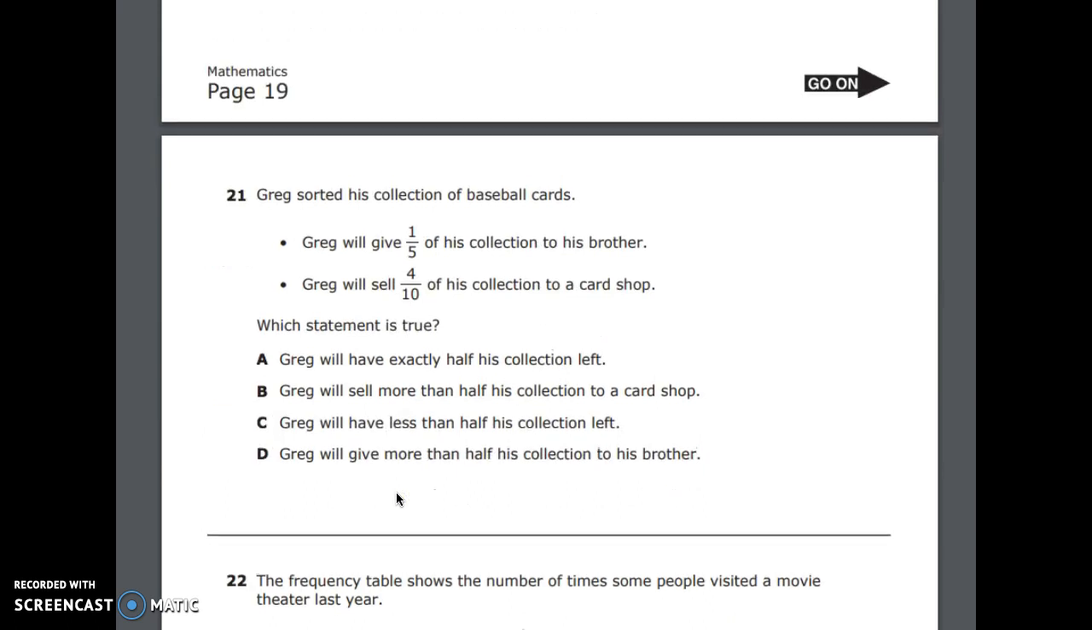Number 21. Greg sorted his collection of baseball cards. Greg will give 1/5 of his collection to his brother. Greg will sell 4/10 of his collection to a card shop. Which statement is true? Greg will have exactly half his collection left. Greg will sell more than half his collection to a card shop. Greg will have less than half his collection left. Greg will give more than half his collection to his brother.